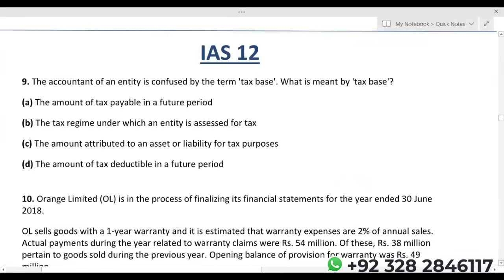The accountant of an entity is confused by the term tax base. Tax base means value of your assets or liabilities according to taxation authorities. Tax base means value of the company's assets or liabilities due to tax authorities. What is meant by tax base? The amount of tax payable in the future period. Tax regime under which an entity assesses the tax, the amount attributed to an asset or a liability for tax purposes, the amount of tax deductible.